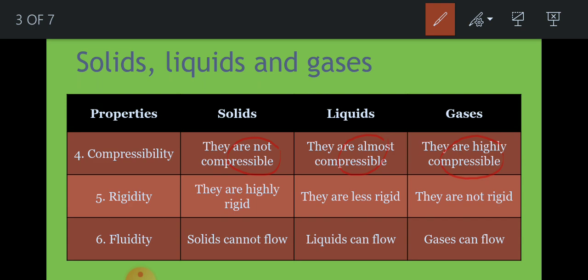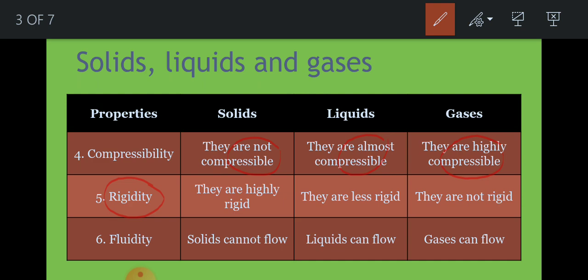Now let me discuss the fifth property, that is rigidity. What is rigidity? Rigidity is the property in which the particles are fixed in a position. Rigidity means how hard or rigid the object is. In case of solids, we generally see that the molecules are fixed in a position. They do not have the space to move from one portion to another.